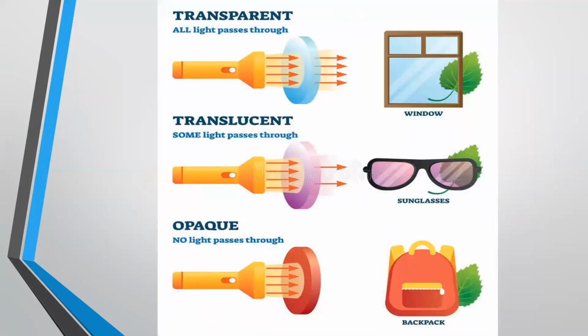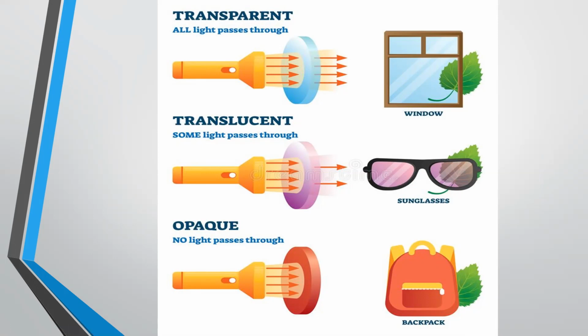Light behaves differently when it passes through different materials. Based on the way light passes through them, we can classify materials into three broad categories, namely transparent, translucent, and opaque materials. Transparent materials are those that allow all the light to pass through them. Translucent materials allow only some light to pass through them. Opaque materials don't allow any light to pass through them.